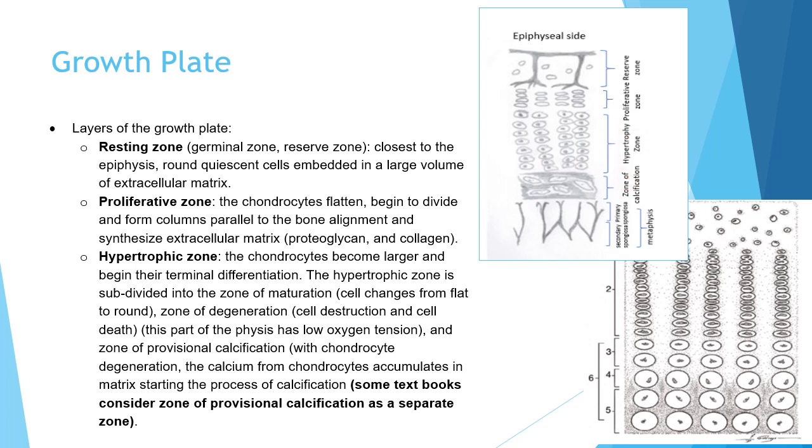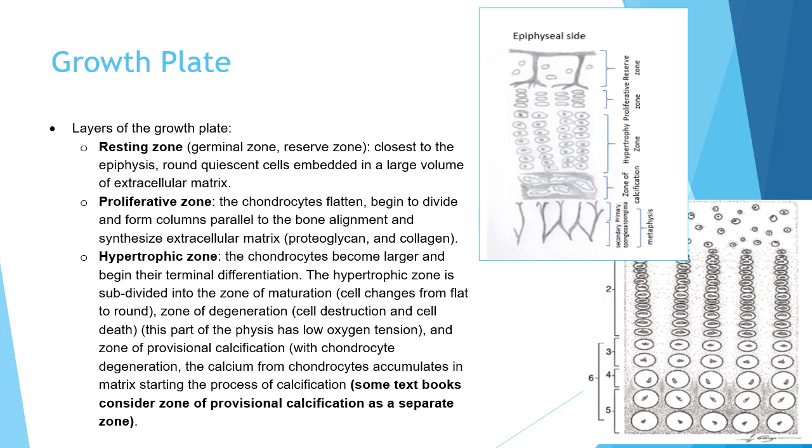In the hypertrophic zone, these cells start to become bigger. In the zone of maturation, the cells will again become rounded, and then the zone of degeneration, in which the internal organelles start to die. So the cell death and cell destruction starts in the zone of degeneration, and then the calcium will come outside of the cells to the extracellular matrix and give the zone of provisional calcification. As I said, some textbooks will consider this a separate zone, and some textbooks will consider it part of the hypertrophic zone.